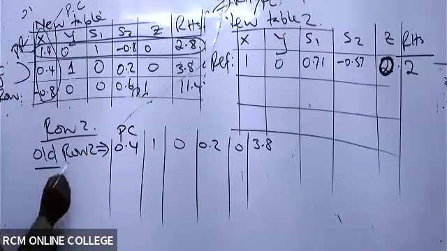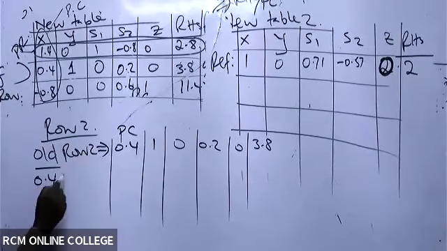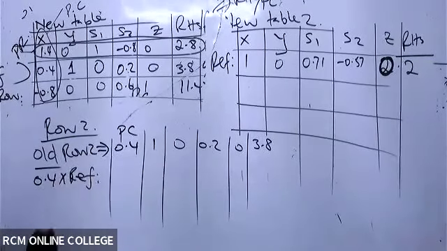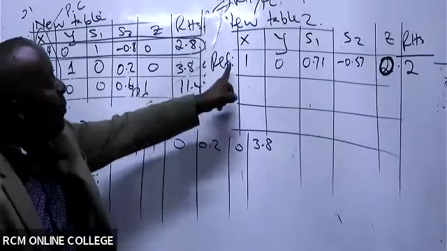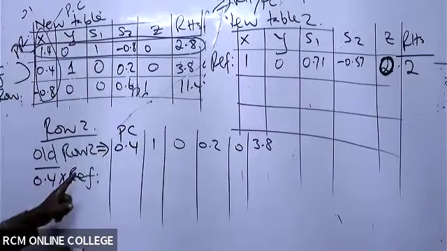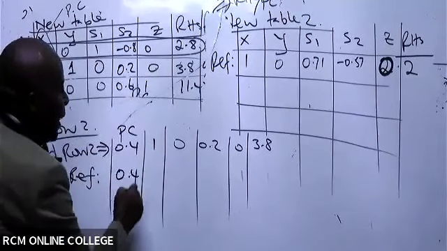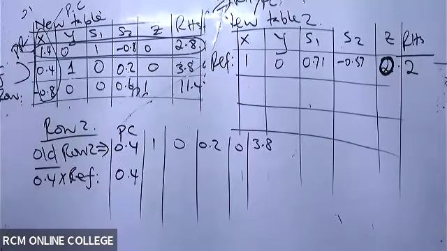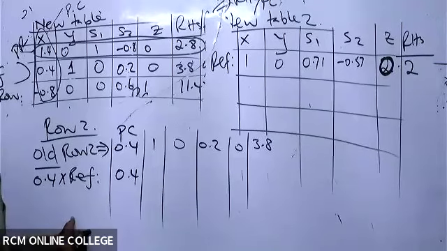So I'll come and say minus. I pick this PC 0.4 times the reference. So you take 0.4 and multiply all these numbers with 0.4. So we say 0.4 times 1. Nipatie answers zote kwenda huko.